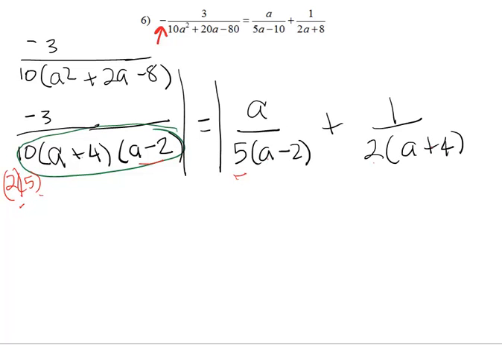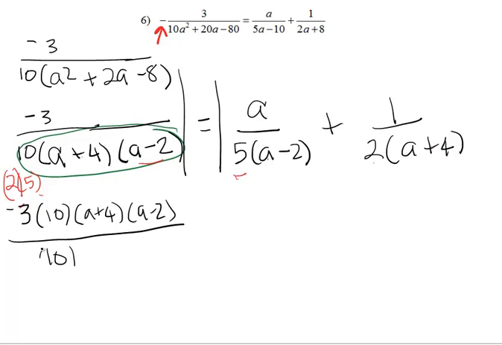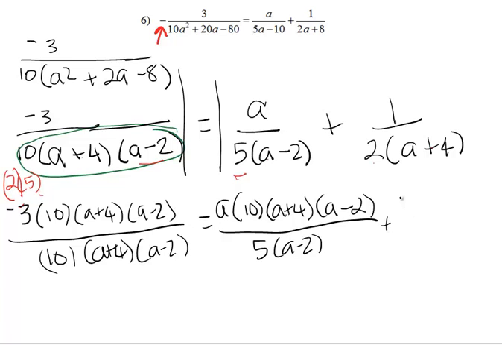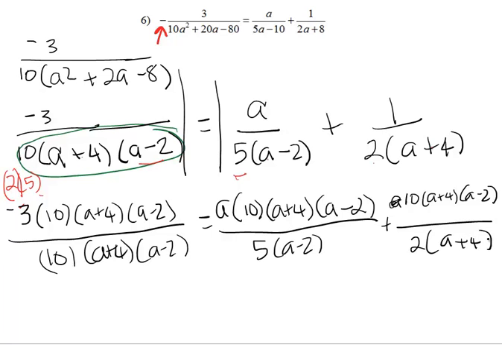So I'm going to do my multiplying, and this is where this one really took me 2 pages. So this first term is -3 times 10 times a plus 4 times a minus 2 all over 10 times a plus 4 times a minus 2, equals a times 10 times a plus 4 times a minus 2 all over 5 times a minus 2, plus all of this again. Whoops, not a, just 10 times a plus 4 times a minus 2. Sorry that that's getting little and icky, but it's over 2 times a plus 4. So now I get to do my canceling.